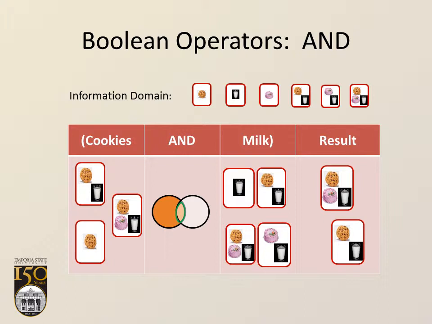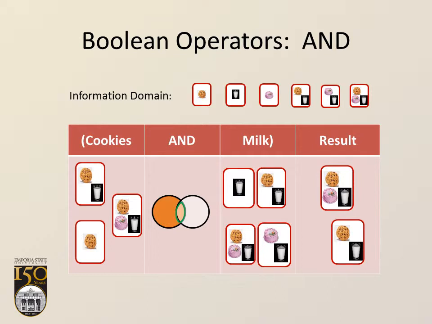If we go in and search under the term milk, we would pull back menu items which contain milk, cookies and milk, cookies, cakes and milk, and cake and milk. What the AND operator does is say that we want only menu items from these two sets which contain both cookies and milk in it. The result is two menu items, one which has cookies, milk, and cake, and one with cookies and milk.